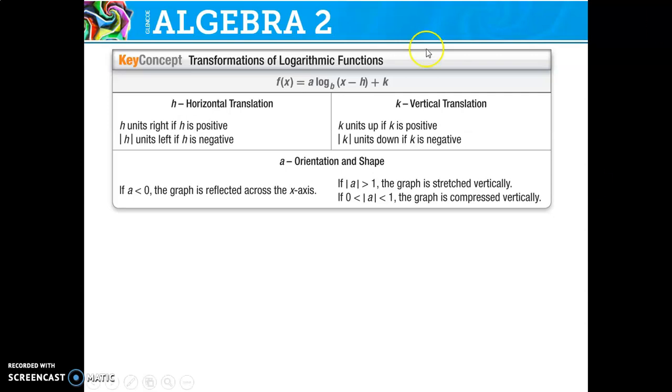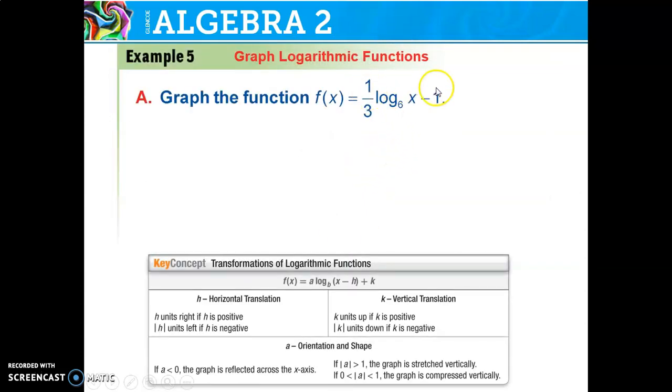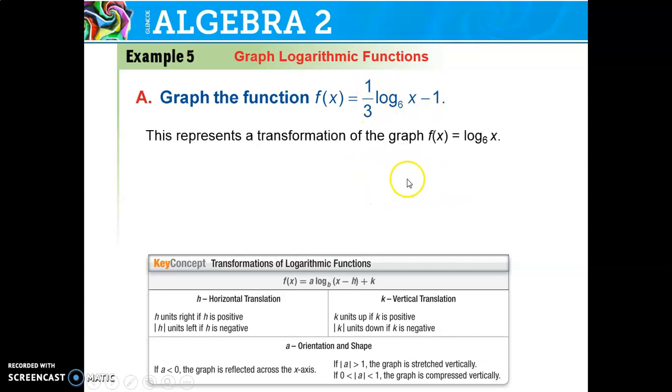So once we understand the graphs of these logarithmic functions, we can now transform them like we have other functions. Multiplying by a changes the orientation and shape, stretching vertically, compressing vertically, or reflecting across the axis. h shifts left or right. Remember, if it's in parentheses, it's the opposite of what you think. h minus moves to the right, h plus moves to the left. And then k is what you think it is, after the parentheses, shifts up and down. So using this information, we can now graph some more logarithms.